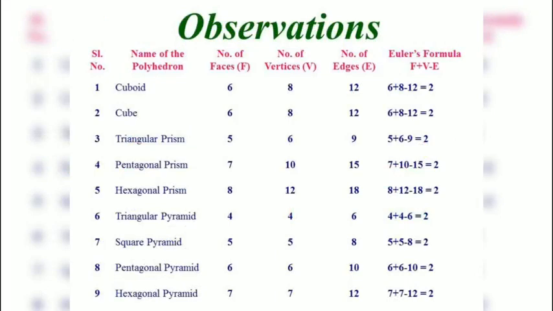Observations. So this is the table where number of faces, number of vertices, number of edges of all the polyhedrons we have discussed are noted. So in the last column, it is verified that for each polyhedron, F plus V minus E is equal to 2.